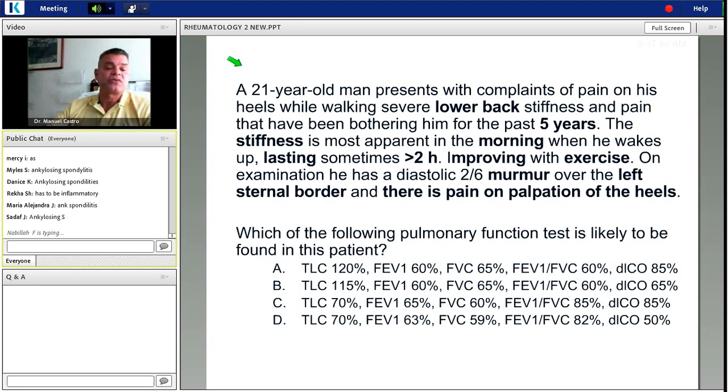The stiffness is most apparent in the morning, when he wakes up, lasting about 2 hours. What does the stiffness tell you about the patient's condition? If it is greater than 30 minutes, we know that it is going to be inflammatory, right? So now we know that we have an inflammatory condition that affects the low back. So now let's go over the differential diagnosis of inflammatory conditions that affect the low back.